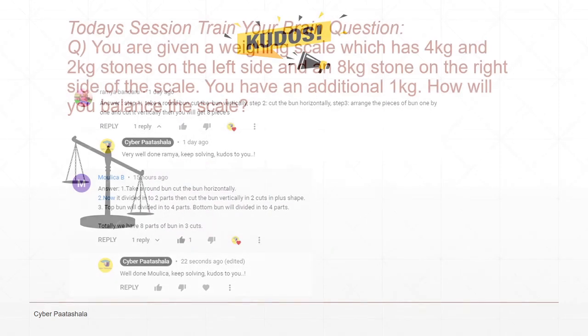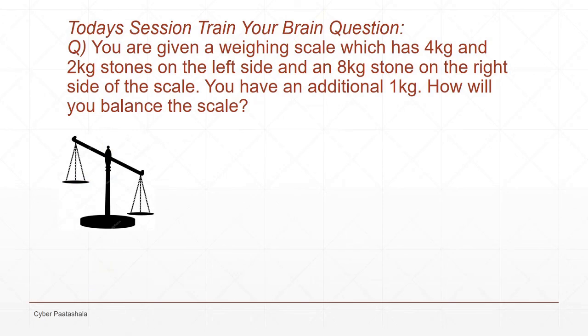Kudos to you. Today's session train your brain question is, you are given a weighing scale which has 4 kg and 2 kg stones on the left side and an 8 kg stone on the right side, and you have an additional 1 kg in your hand. How will you balance the scale? I am repeating the question again. You are given a weighing scale which has 4 kg and 2 kg stones on the left side and an 8 kg stone on the right side. You have an additional 1 kg in your hand. How will you balance the scale?